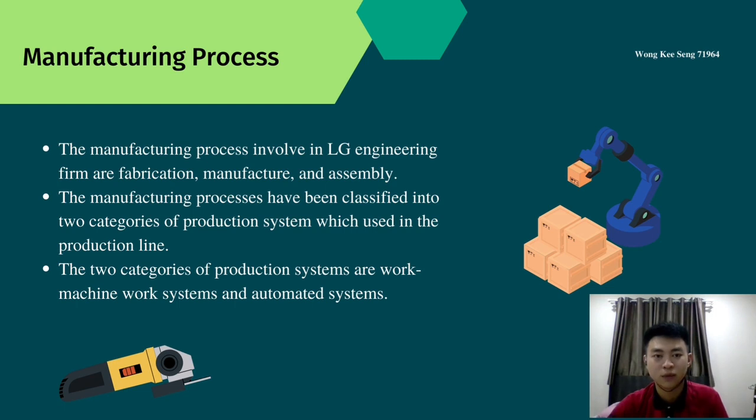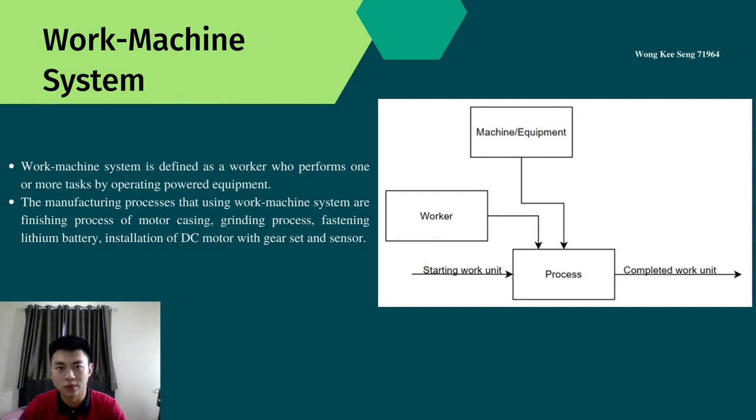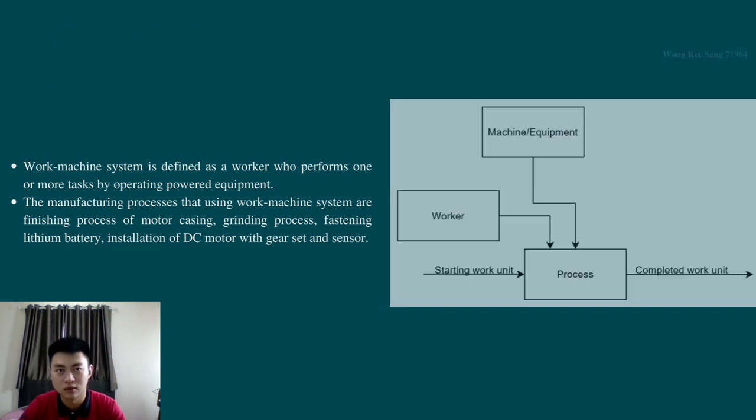The manufacturing processes have been classified into two categories of production system used in the production line. The two categories of production systems are the work machine system and the automated system. A work machine system is defined as a worker who performs one or more tasks by operating power equipment. The manufacturing processes that use the work machine system are the finishing process of the motor casing, the grinding process, fastening the lithium battery, and installation of the DC motor with gearset and sensor.